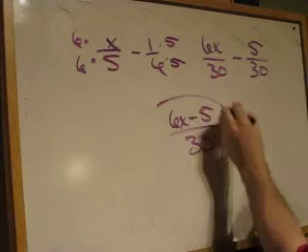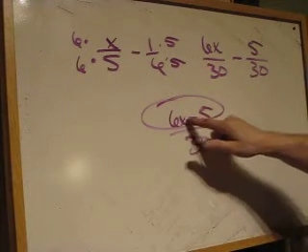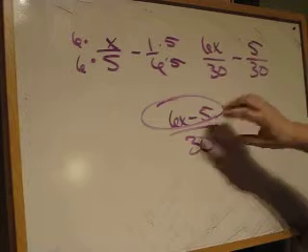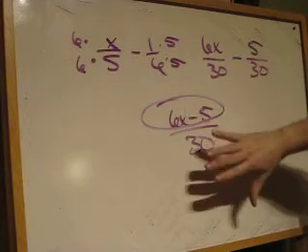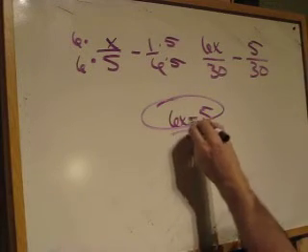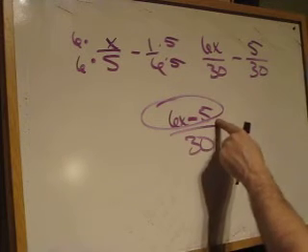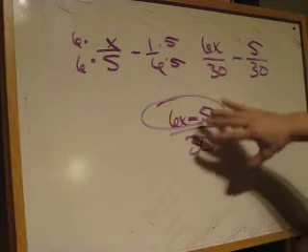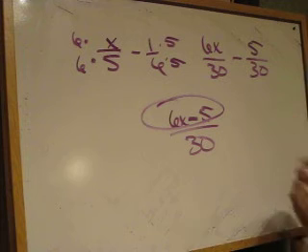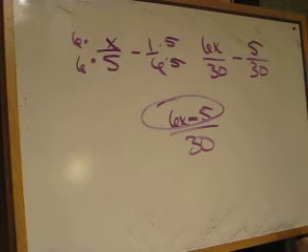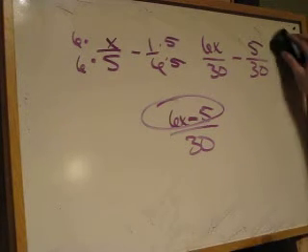I cannot combine these because this one has an x and this one doesn't. So I can't do anything with that. I can't cancel anything because this minus sign locks my 6x and my 5 together. So I can't separate them and cancel anything out. So that is what I'm stuck with. That's as good of an answer as you're going to get.